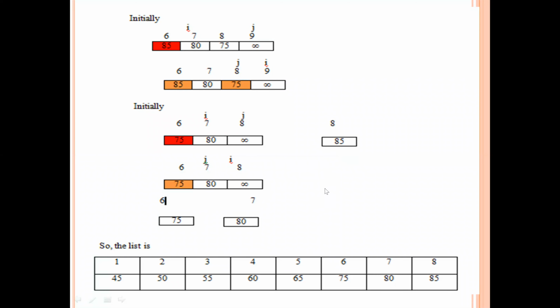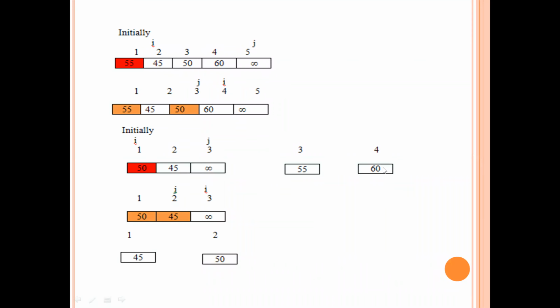Now the total process of dividing is over, and getting the solutions is also over. Later what you have to do is combine all these sub-solutions. Here, what are the sub-solutions? 85 is at 8, it is one sub-solution. Next, 80 is at 7, this is one sub-solution. 75 is at 6, this is another sub-solution.